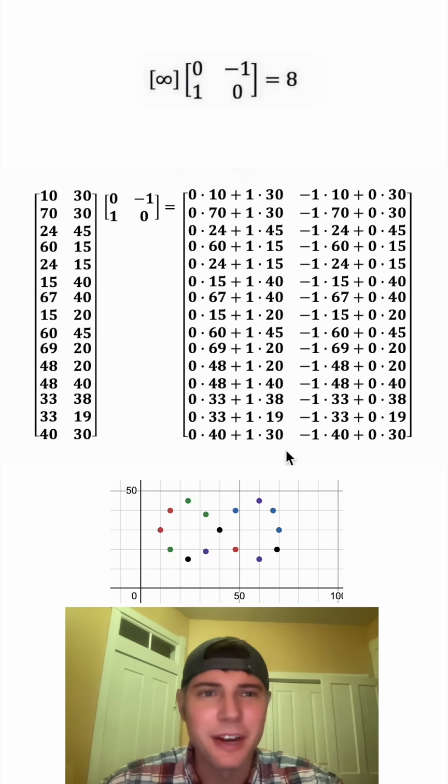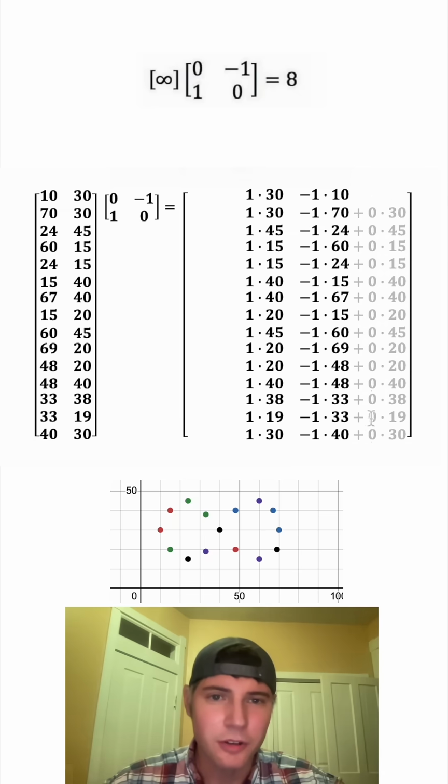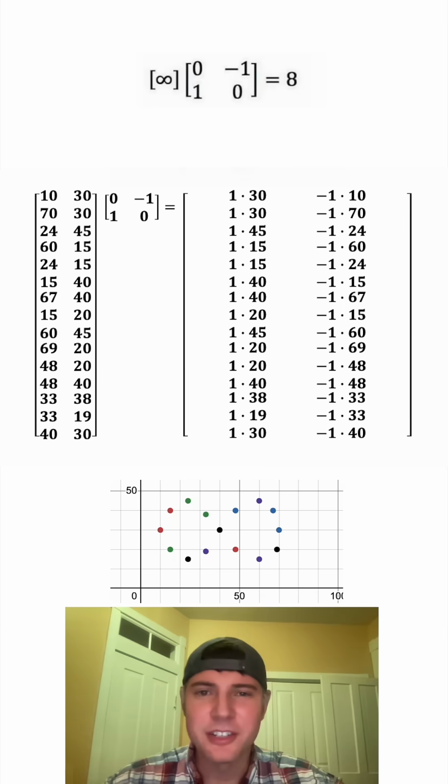And now we can simplify this matrix. So 0 times the 10 just goes away, so that's going to vanish. And same thing for all of these 0 times. They're all going to go away. And we could do the same thing on this side. 0 times 30 is going to go away, and same thing for all of these 0 times. And now it's easier to see the two columns. Here's the first column, here's the second column.